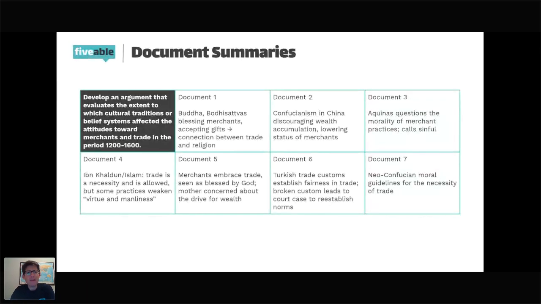So what you have with document 1 is an image. It's a picture of the Buddha and Bodhisattvas blessing merchants. These merchants are bringing gifts, and the Buddha and Bodhisattvas are accepting these gifts as perhaps a religious tribute. Now, I probably would bring in some information I know about this. What do I know about the spread of Buddhism? If you look at the sourcing information for each of these documents, it gives you a general year and a little bit of background on the source. This was from around the year 800.